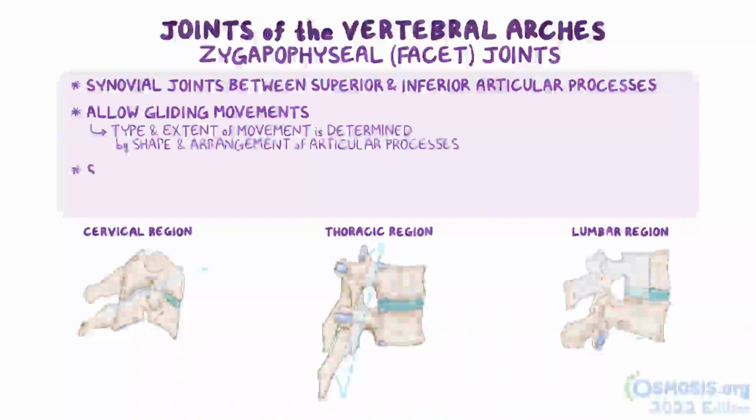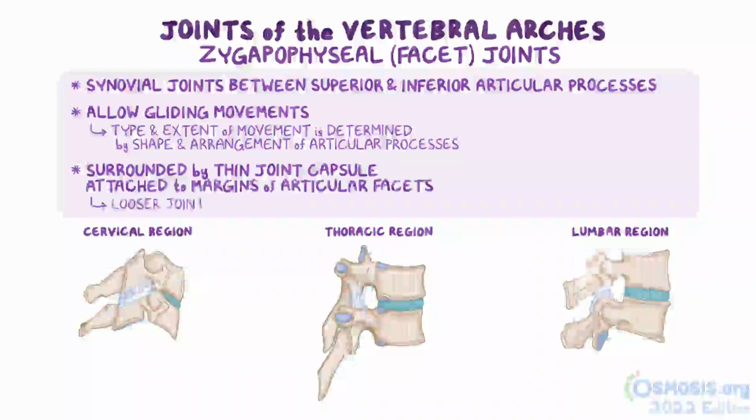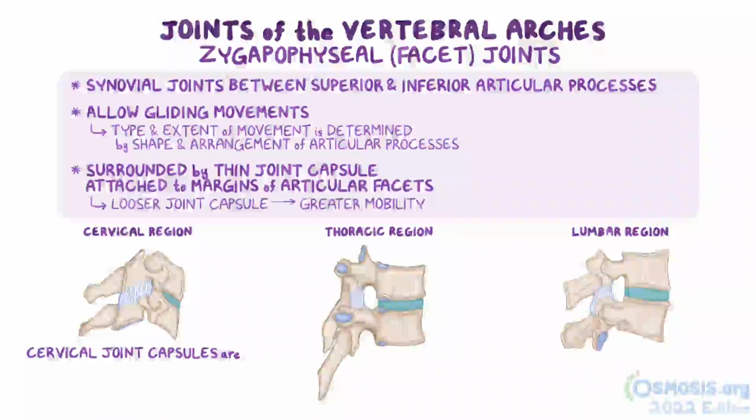Each of the facet joints is surrounded by a thin joint capsule attached to the margins of the articular facets. The looser the joint capsule, the greater the mobility of the facet joint. For example, cervical joint capsules are particularly loose, making them more mobile than other facet joints. Now, as important as mobility is for the vertebral column, it is also important that the structural integrity of the vertebral column is maintained and that nothing moves too far out of place.